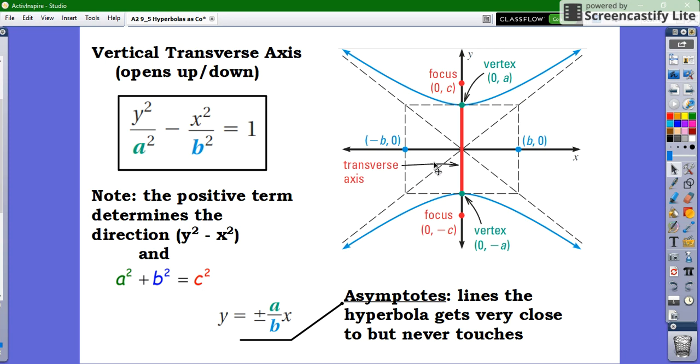Now, the reason we get the picture that we do is if we travel from the center, a units, that's going to find us those vertices being a units from the center. B units will travel left and right for our vertical picture here, our transverse axis traveling north and south. So again, our foci and our vertices are all on the y-axis. B will be on the x-axis. However, b doesn't determine any points on our actual hyperbola. A and b determine this box that is formed.